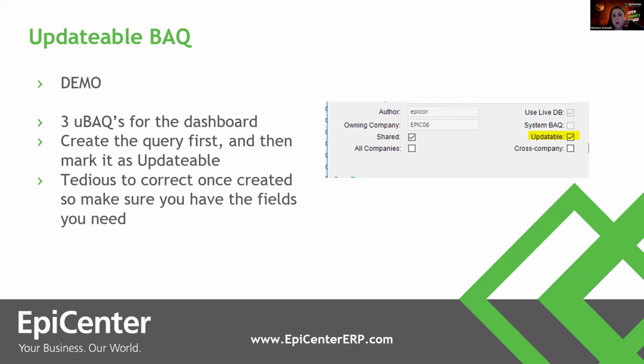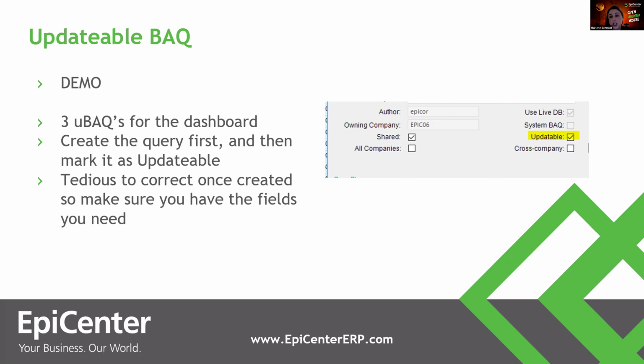All right, so what I did for this updatable dashboard is I created actually 2 UBAQs and 1 normal BAQ. And a tip that I have for you if you're starting out creating the updatable BAQs is that before checking the updatable checkbox, I recommend that you build the BAQ first. And what I mean is, add all the tables that you need, add all of the fields that you need, add all of the joins, criteria, anything that you need before checking the updatable checkbox.